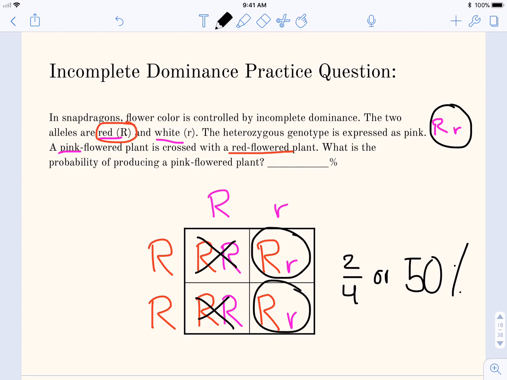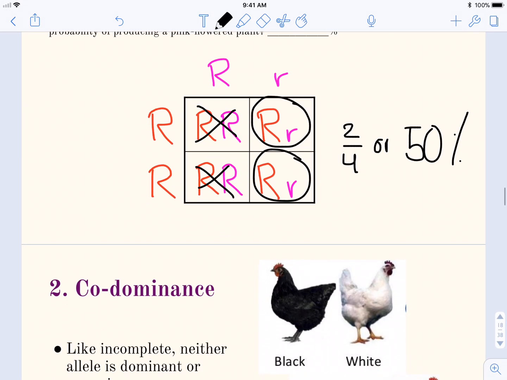Okay, so check over your work. If you have any questions, make sure you re-listen to that video to see how I got each of those genotypes in the Punnett square. And we can always answer those questions in class too.